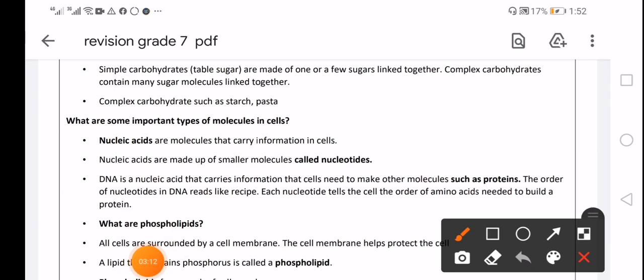What are some other important types of molecules in the cell? Nucleic acids are molecules that carry information in the cell. Nucleic acids are made up of smaller molecules called nucleotides. DNA is a nucleic acid. DNA is a deoxyribonucleic acid that carries information the cell needs to make other molecules such as proteins.